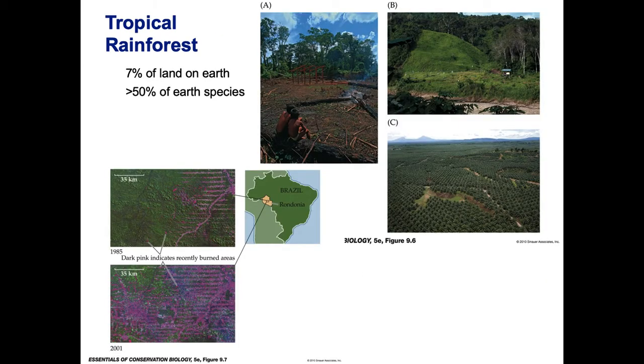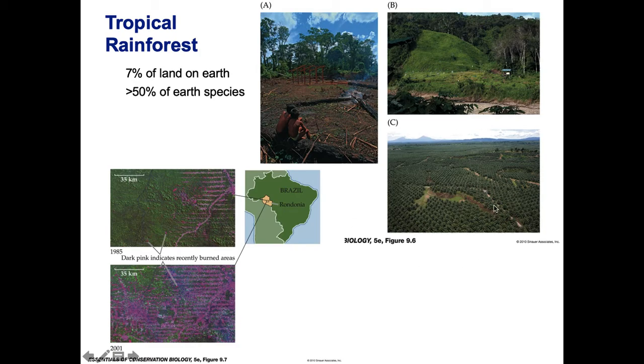So tropical rainforests make up about 7% of the land on Earth and greater than 50% of Earth's species. So we talked about this already. Tropical rainforests are really, really important. And we can see some pictures of tropical rainforest being depleted.